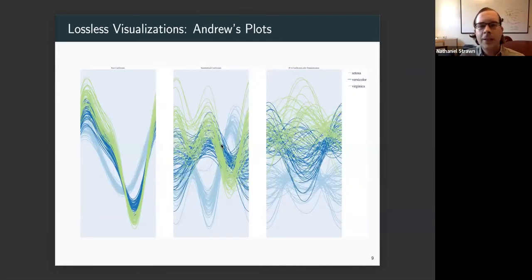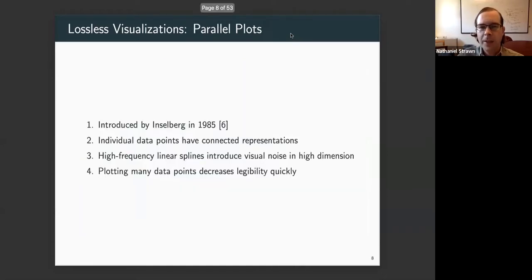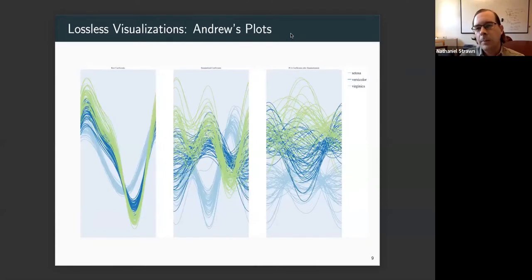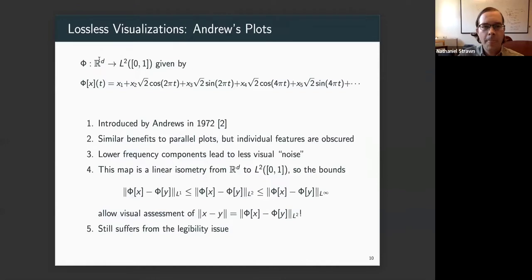The next plot is Andrews plots. There should not be an apostrophe there, actually. It's just Andrews plots. These plots were due to Andrews, and they're quite simple. Basically, instead of mapping to these piecewise splines, you map to a trigonometric polynomial, and it's a linear map to the coordinates of that trigonometric polynomial. So the simplest one is a map from R^D into L2, or an even better space than L2, of course.